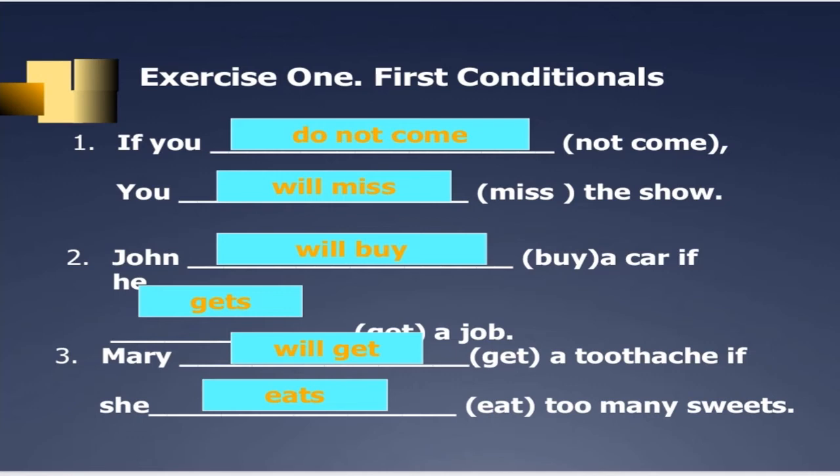John. Now this is the main clause, so this will be in simple future tense. John will buy a car if, now the if clause will be in simple present tense, if he gets a job. Now number 3, Mary. This is the main clause, so Mary will get a toothache if, the if statement will be in simple present tense, if she eats too many sweets.